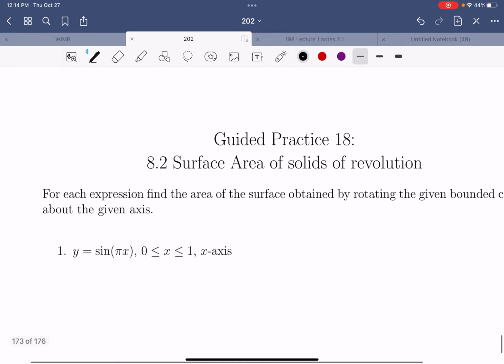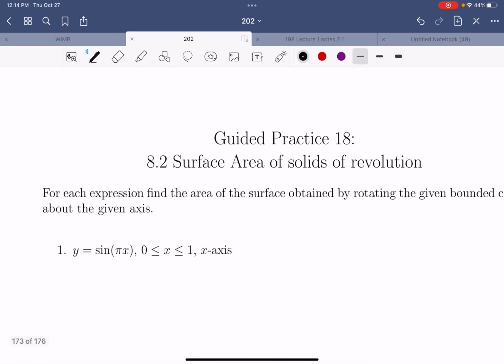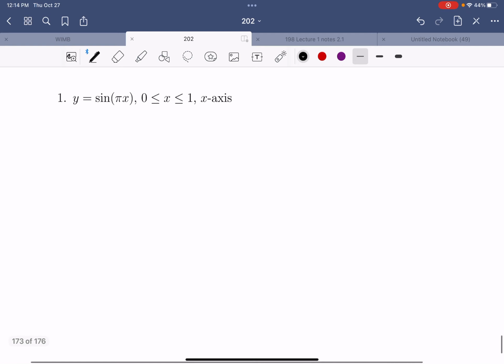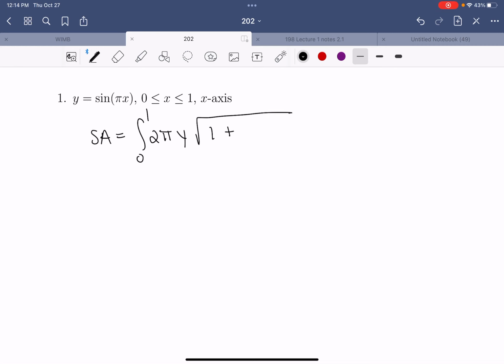All right, this is our guided practice 18. So we're going to tackle some surface area problems from section 8.2. The first one is the sine of pi x. We're revolving around the x-axis, so the surface area is equal to the integral from 0 to 1 of 2 pi y times the square root of 1 plus y prime squared dx.